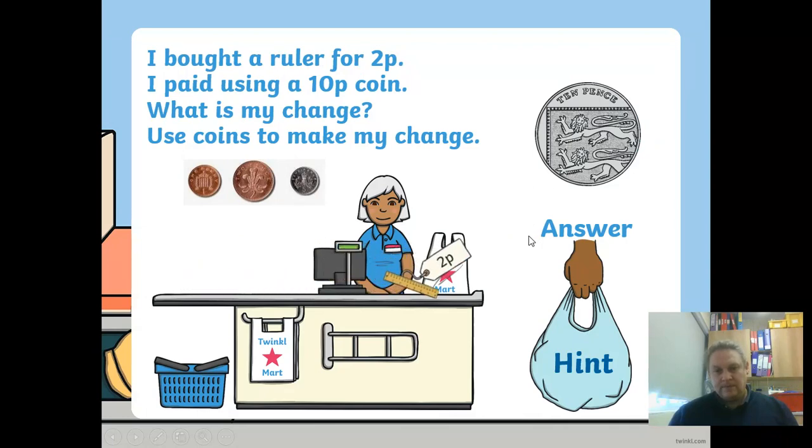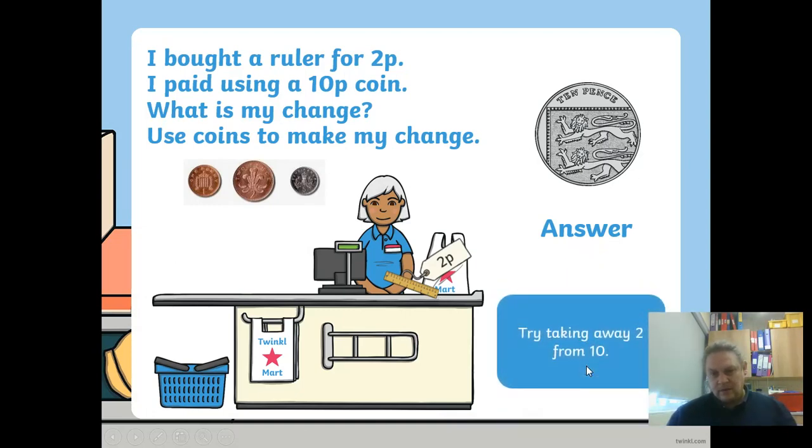We've got a ruler for 2p. Now we're paying with a 10p piece. Let's have a look at our hint. Try taking away 2 from 10. So hold 10 in your head, 9, 8. So it's going to be 8p change. How can we make up 8p with these coins? Well, we can have 5, 6, 7, 8.